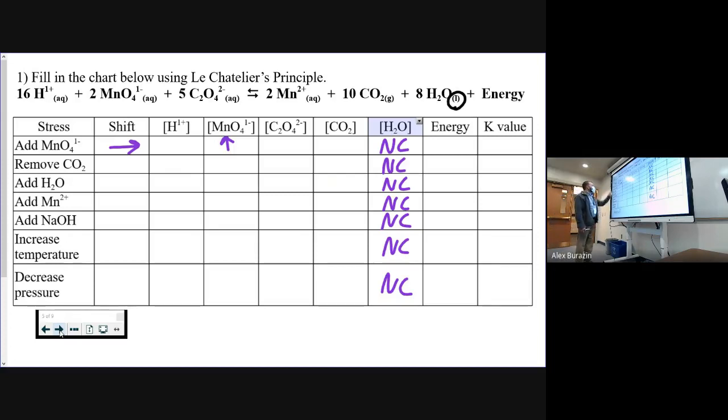Okay, I'm shifting to the right. What's going to happen to the molarity of this reactant if I'm moving from reactants to products? It's going to go down. We're going to use it up, right? What's going to happen to the molarity of the other reactant right here as I shift left to right? This product, energy, K value. What's the K value? It's the equilibrium constant. Products over reactants.